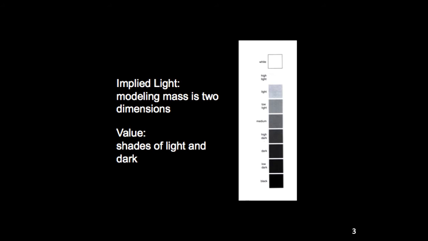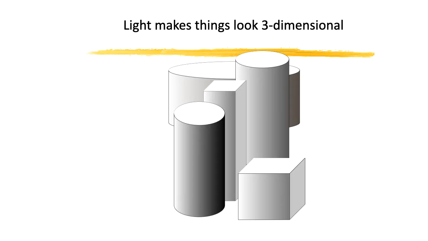When we're talking about value, what we're really talking about is implied light. When we're looking at an object, we realize that light is coming from a single source, and that we're creating on a two-dimensional page what appears to be a three-dimensional form. Light is what helps make things look three-dimensional. We understand that the light is coming from the left-hand side of this flat two-dimensional page here, right? It's what's helping create the dimension of those objects.